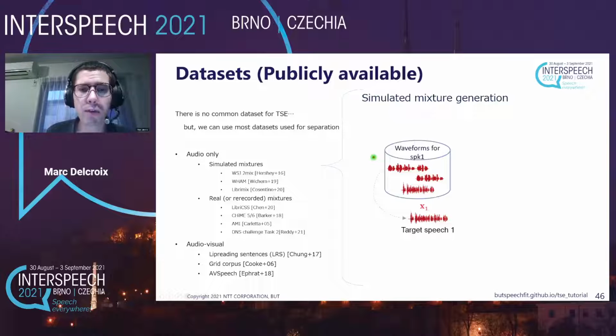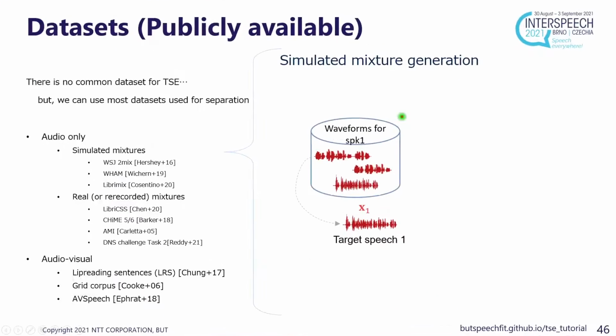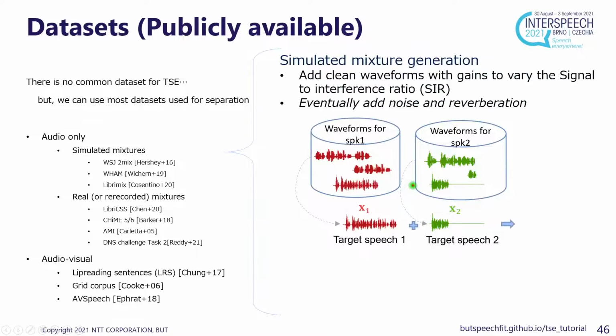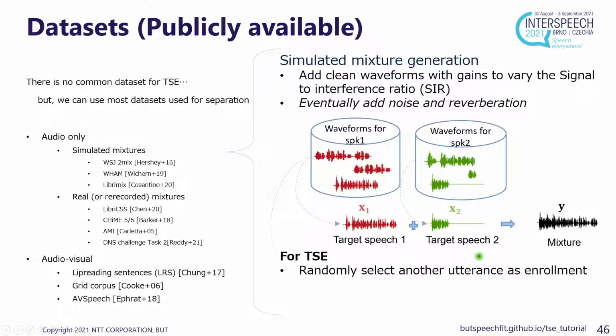So first, we assume we have a data set that has several speakers and several utterances per speaker. So we sample one utterance of the first speaker and one utterance for the second speaker, and we can mix these by varying the gains to vary the signal to interference ratio and eventually adding noise or reverberation. And that will give us the data that is typically used to train or evaluate speech separation.